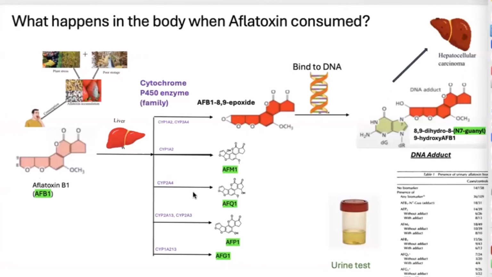There are other types of metabolites, aflatoxin M1, aflatoxin Q1, P1, G1. These are converted by different enzymes. So these markers, which are highlighted in green, can be detected from urine tests. Now I believe you can better understand this first table in the paper.